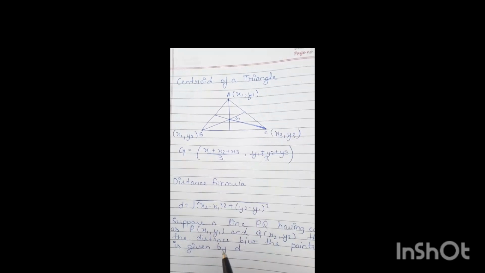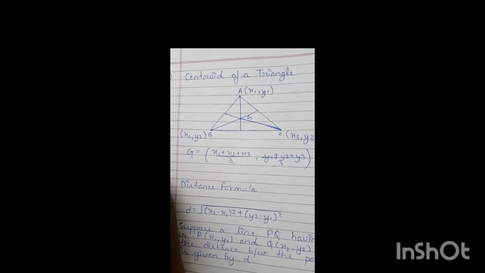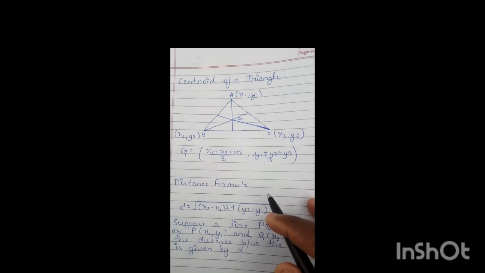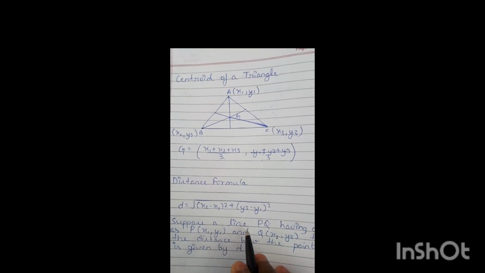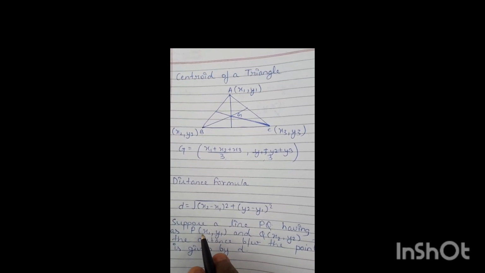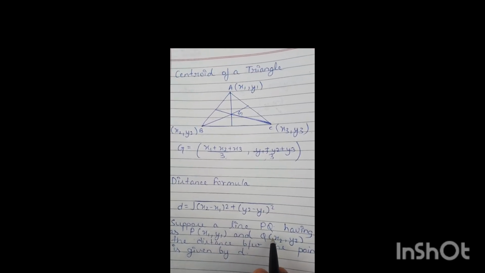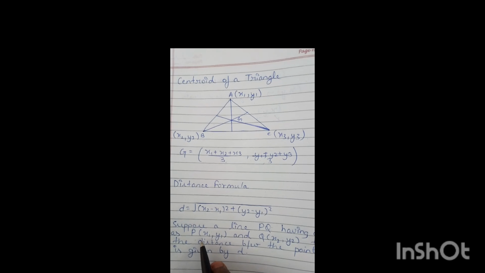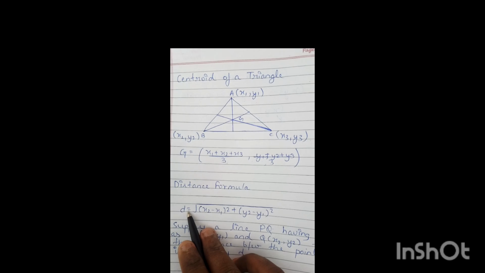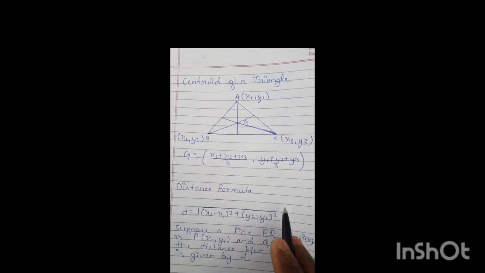The next formula, which we already studied in the previous class, 9th class, is the distance formula. The distance formula is commonly used to find the distance between two points on a line. Suppose there is a line PQ, where P has the coordinates x1, y1 and Q has the coordinates x2, y2. If we need to find the distance between the two points, or simply the length of the line, we use the distance formula, which says the square root of (x2 minus x1) whole squared plus (y2 minus y1) whole squared.